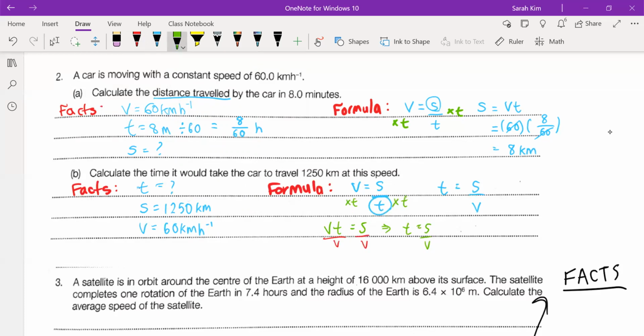Hopefully we're a little bit okay with that from previous years' maths. All you have to do is sub those values in. S is 1250. My V is 60. So if you do that calculation, I think we should get 20.8 hours. So it takes 20.8 hours for a car to travel this much distance if it's traveling at 60 kilometers per hour.